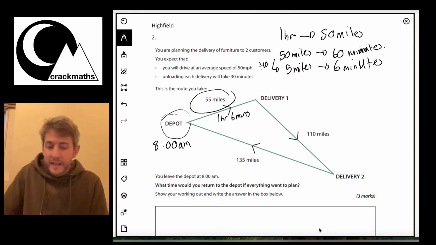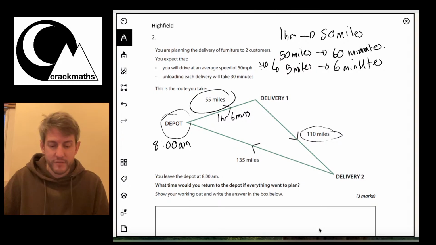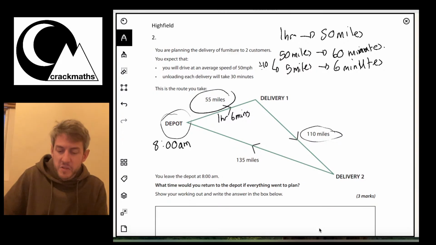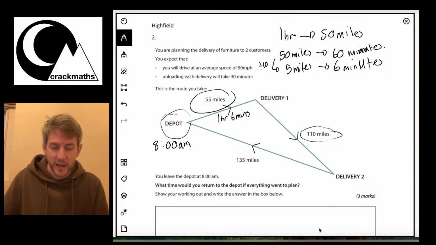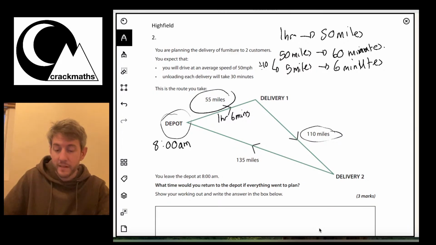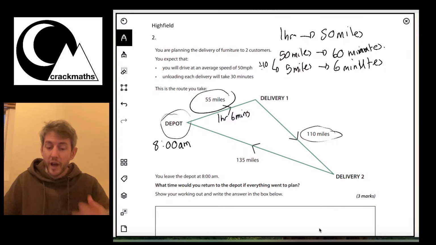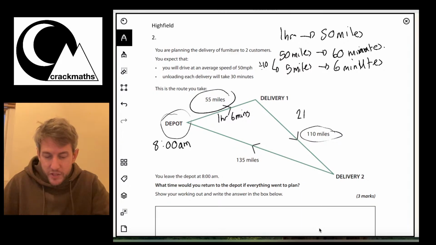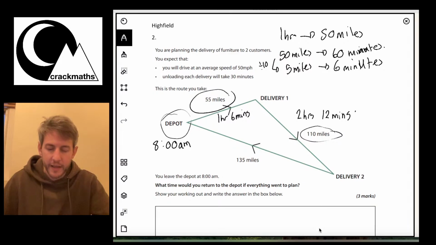Okay, right. Delivery 2 is 110 miles. Well, the journey to get from delivery 1 to delivery 2 is 110. Now, I can spot that 110 is 2 lots of 55. 55 multiplied by 2 is 110. So if I know that it's 1 hour and 6 minutes to do 55 miles, and we're going the same speed, still 50 miles an hour, that means this journey is going to be 2 hours and 12 minutes.